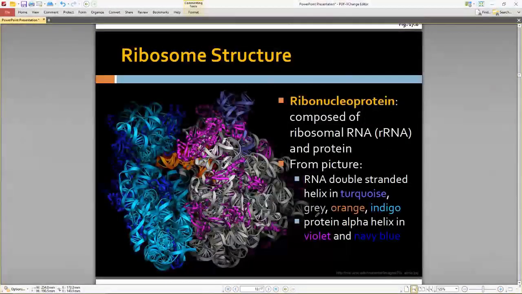So we'll go over the structure here. Ribosomes are ribonucleoproteins, so they're composed of ribosomal RNA, which we will refer to as rRNA from now on, and protein. From the picture, you can see that the RNA, in a double-stranded helix, is in turquoise, gray, orange, and indigo. And protein alpha helices are in violet and navy blue.